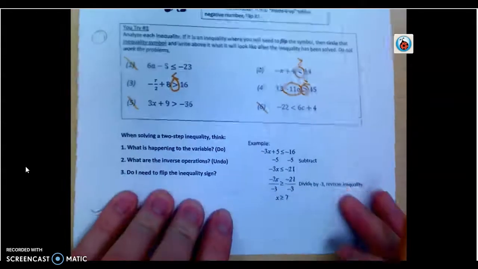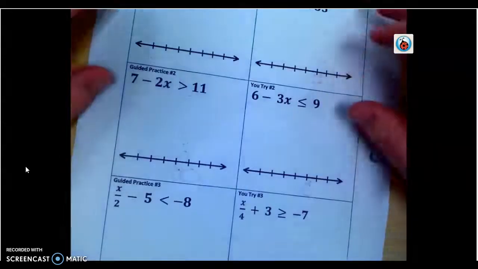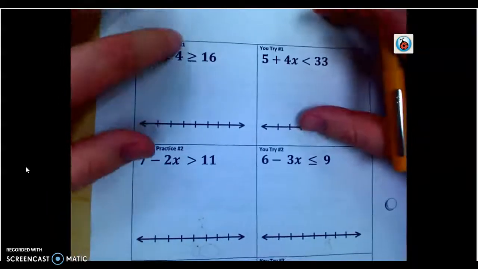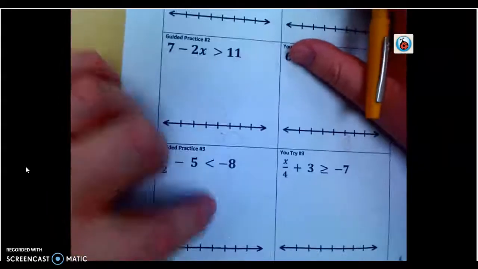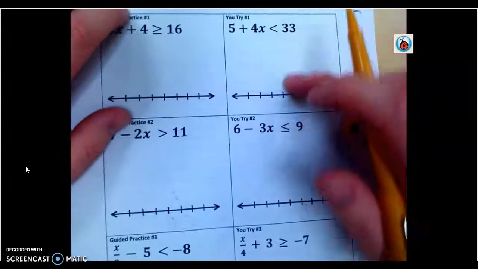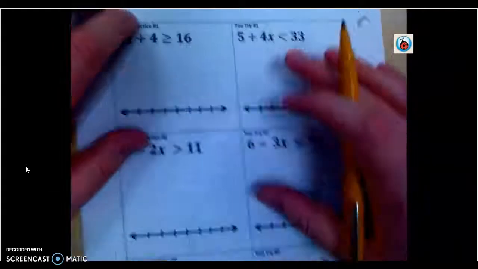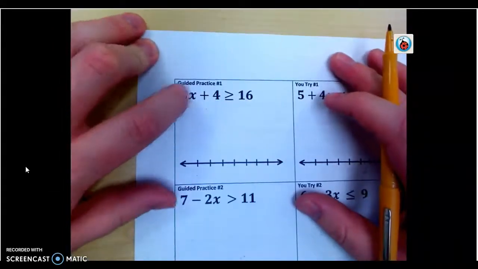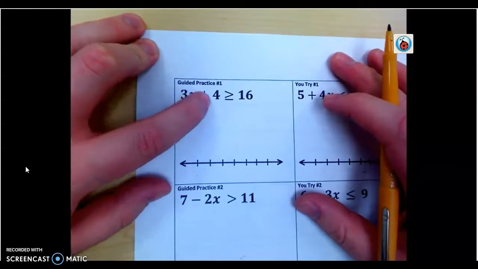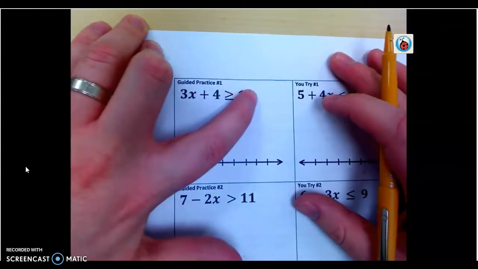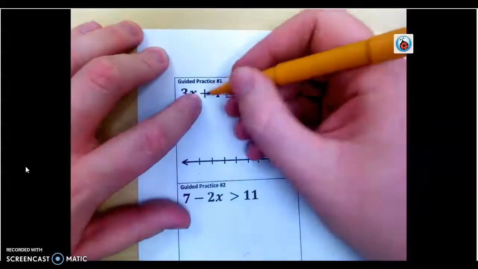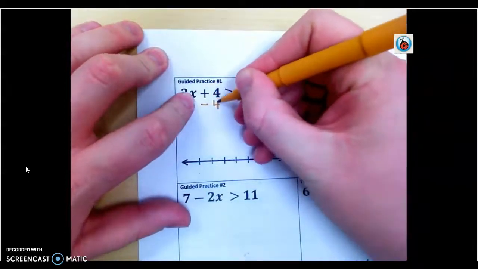Awesome. If you're good with that, flip the paper over. There are 6 problems on the back. We are going to do the left 3, and you are going to do the right 3. All right, let's start with guided practice number 1. 3x plus 4 is greater than or equal to 16. Our first step is to get rid of the plus 4 by subtracting 4.